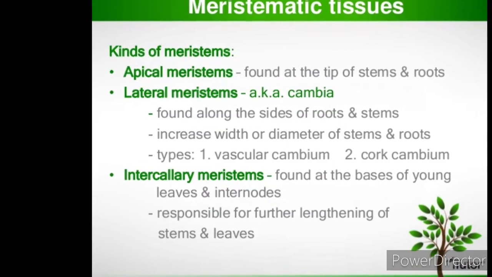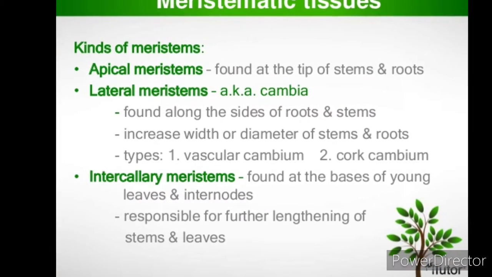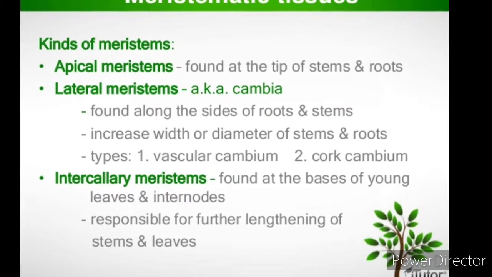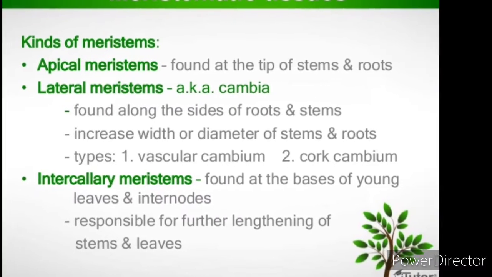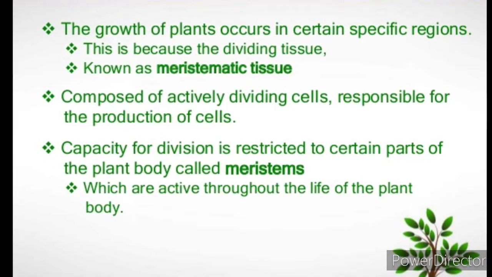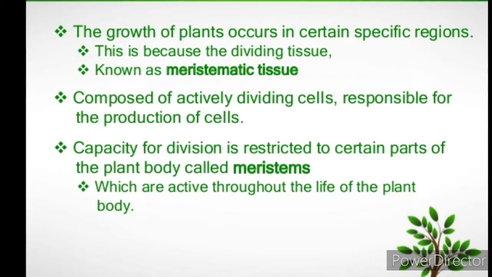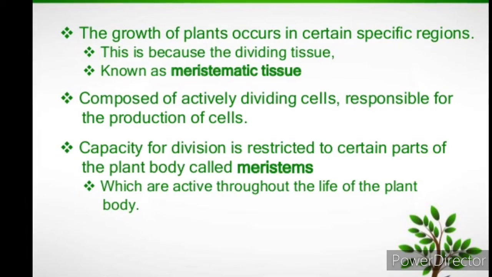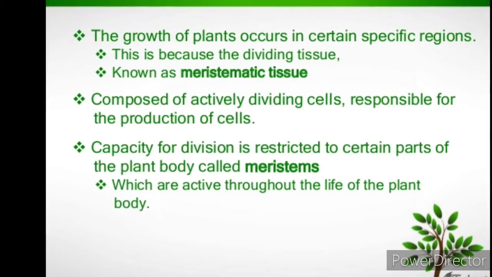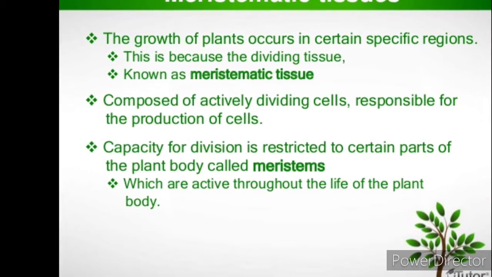Meristematic tissue. The kinds of meristematic tissues are apical meristematic tissue, lateral meristematic tissue and intercalary meristematic tissue. The growth of a plant occurs in certain specific regions. This is because of dividing tissues known as meristematic tissue, composed of actively dividing cells responsible for the production of cells. The capacity of division is restricted to certain parts of the plant body called meristems, which are active throughout life.